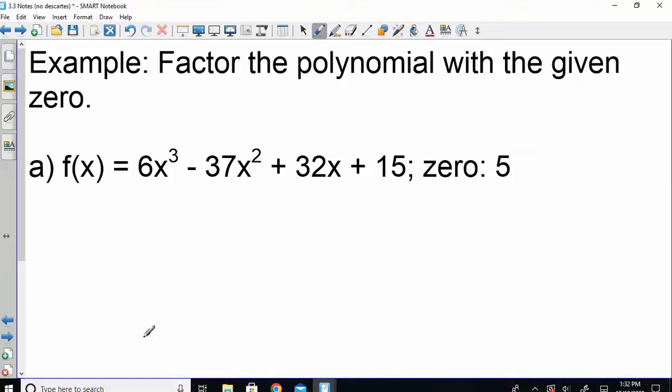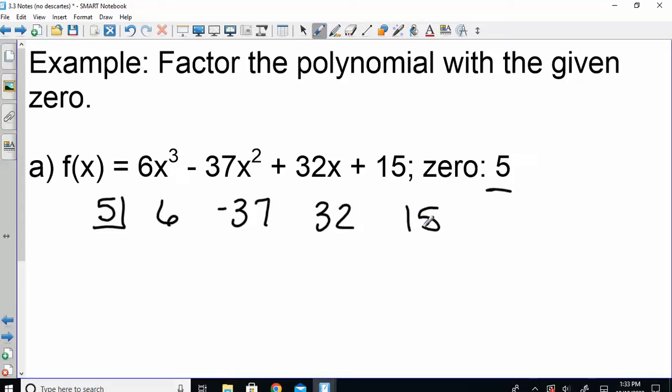Today, I'm giving you a starting point. So I'm going to tell you the first 0. So here's your clue. 5 is a 0. So that means x minus 5 divides this thing evenly. Okay? So what we're going to start doing is dividing. If 5 is a 0, we're going to do synthetic division with this 5. Because I am trying to factor this number out.